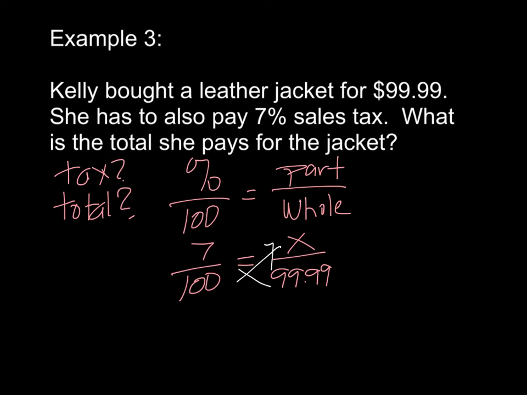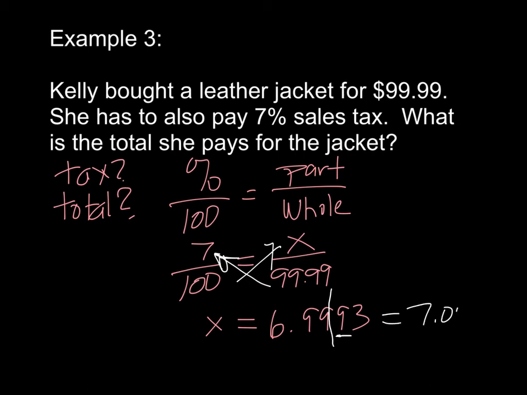After we do our cross products and solve our proportion, we will get that X equals 6.9993. Just like in our previous problem, we have more decimal spaces than we need, so we have to round to 2 decimal places because we're talking about money. And because this is a 9 back here, it's going to move everything up. So our sales tax will be $7 even.